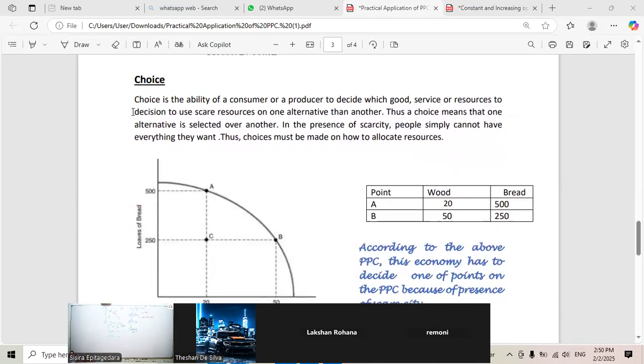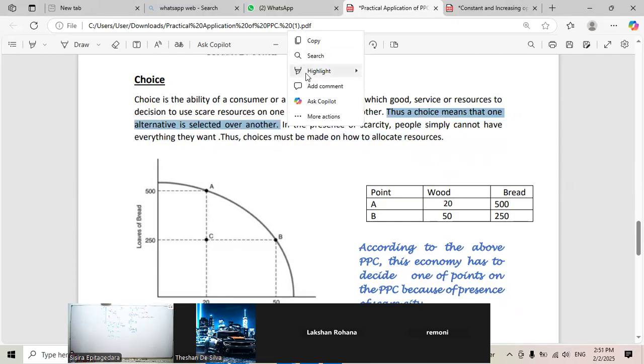Next one, choice. Now we are going to discuss the point of choice. Choice is the ability of a consumer or producer to decide which good or service or resources to use scarce resources on, one alternative rather than another. Thus, a choice means that one alternative is chosen or selected over another.